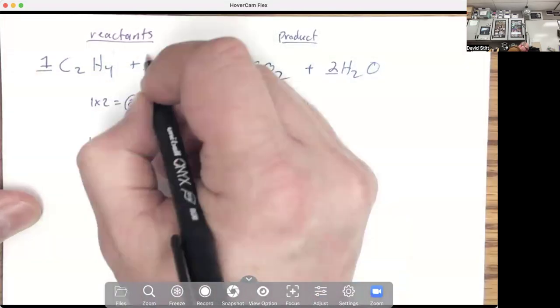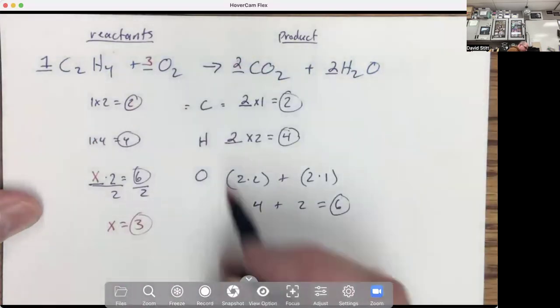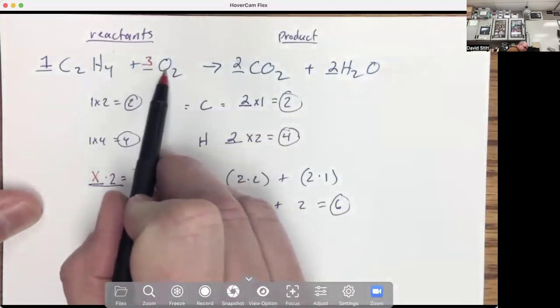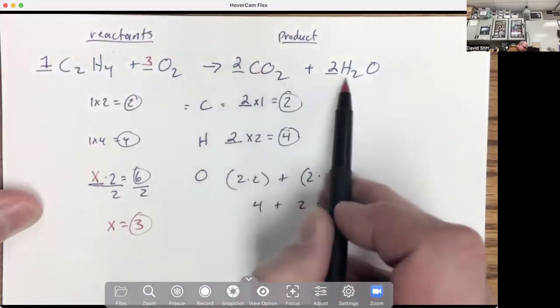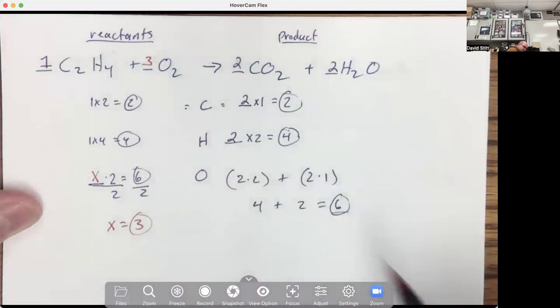What I'm going to put up here is 3. That gives me 3 times 2, which is 6 oxygen, and 2 times 2, 4 here with another 2 there. That gives me 6 oxygen. So we start small, we work our way up to the hard ones.